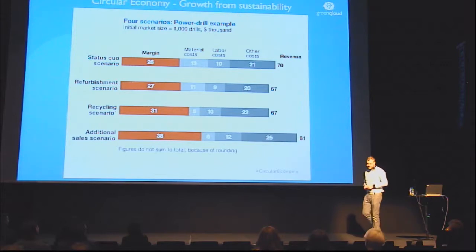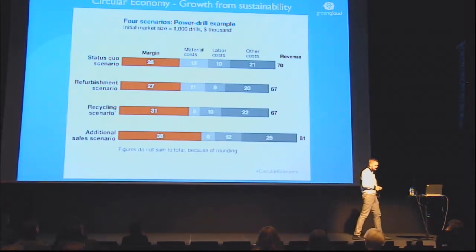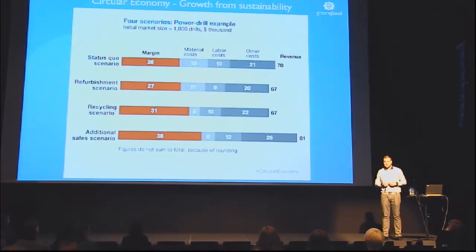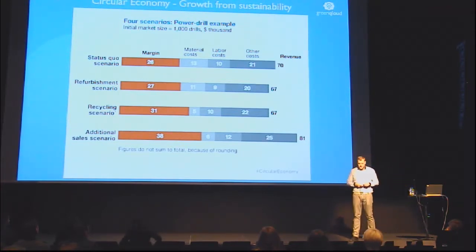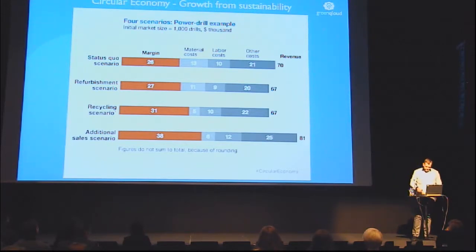So here's a company that puts an incentive for the customers buying from them to actually return or buy back the equipment at a small loss, 10% loss. This means that the profit margin slightly increases and the material cost is slightly less. And also the labor cost then is less. The third scenario is the recycling scenario, where we are actually both selling new and refurbished drills.